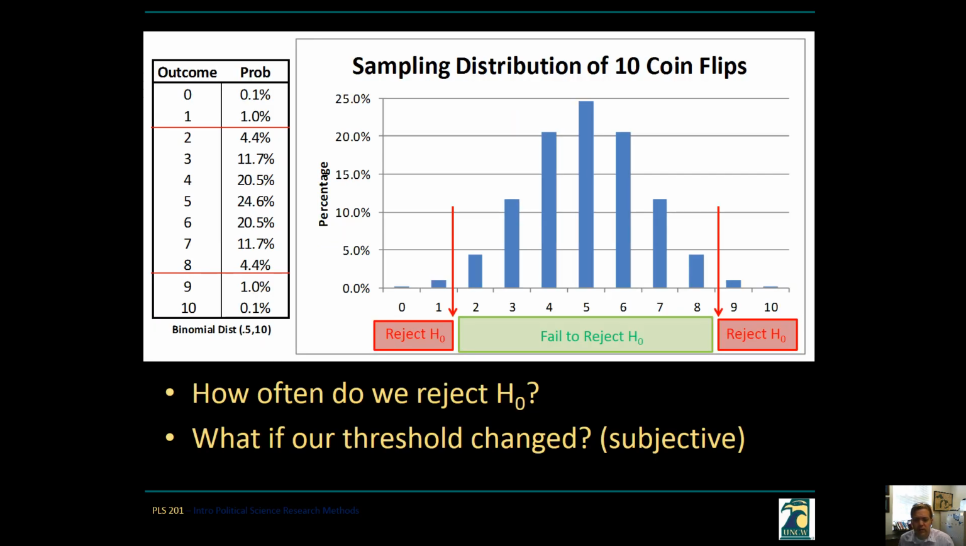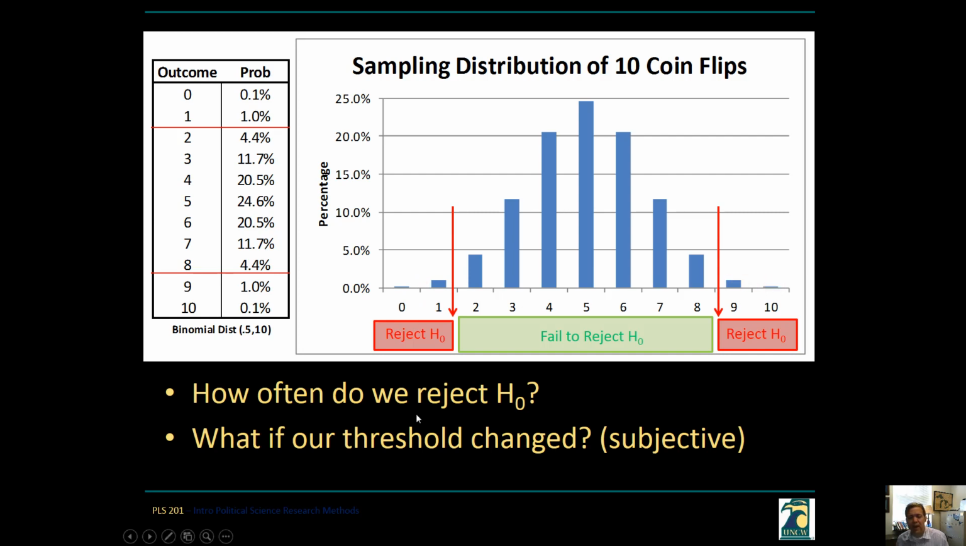So here, this is what my decision rule is. I said that if it comes up 0 or 1, I'm going to reject the null. If it comes up 9 or 10, I'm going to reject the null. But look, this, all the blue, is a fair coin. So here, I'm saying that I'm going to reject the null. But this chart, the sampling distribution, is telling me that it's possible that a fair coin is coming up only 0 or 1 time, 9 or 10 times.